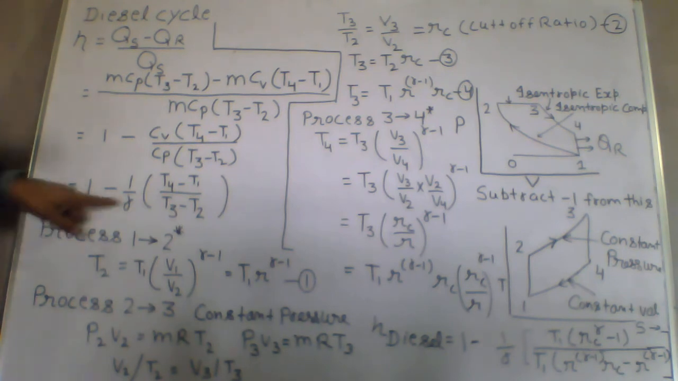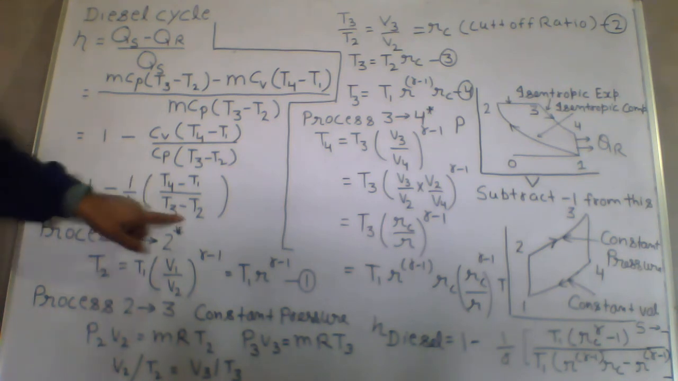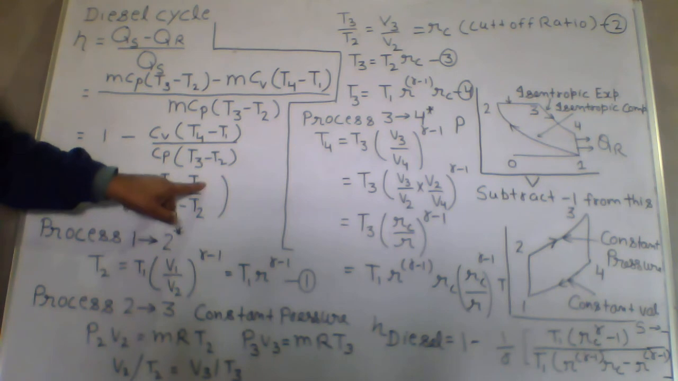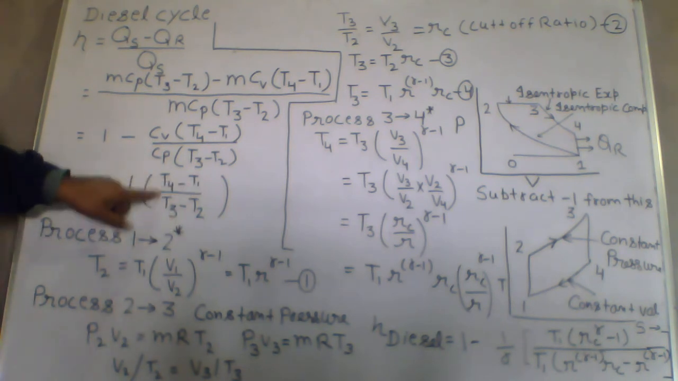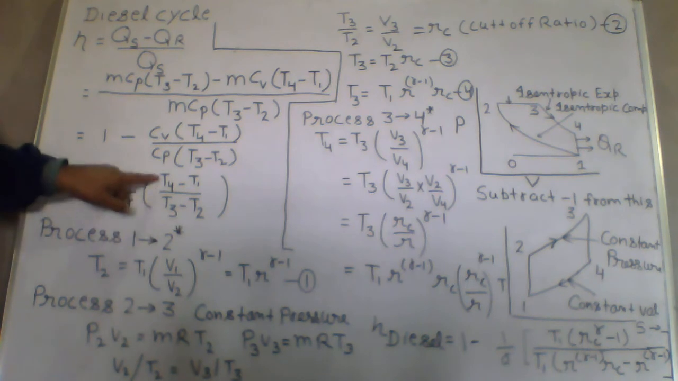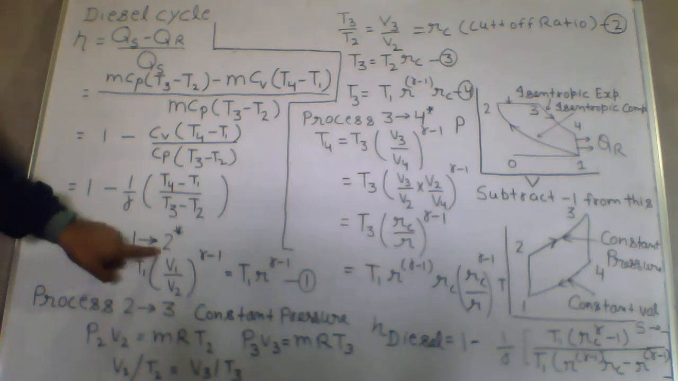Now up to here, this is the efficiency of the diesel cycle. It is clear that if you replace T4, T3 and T2 in terms of T1, you will get some value. What we have to do is replace these parameters, we have to minimize these parameters. So we will start with the process 1 to 2.